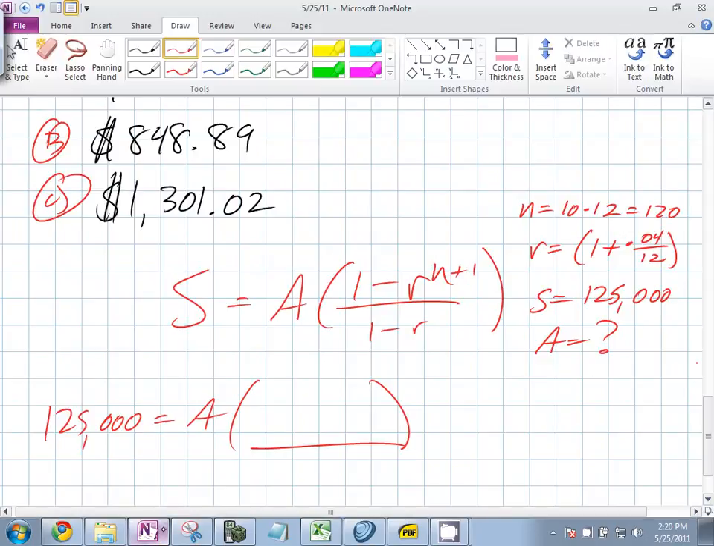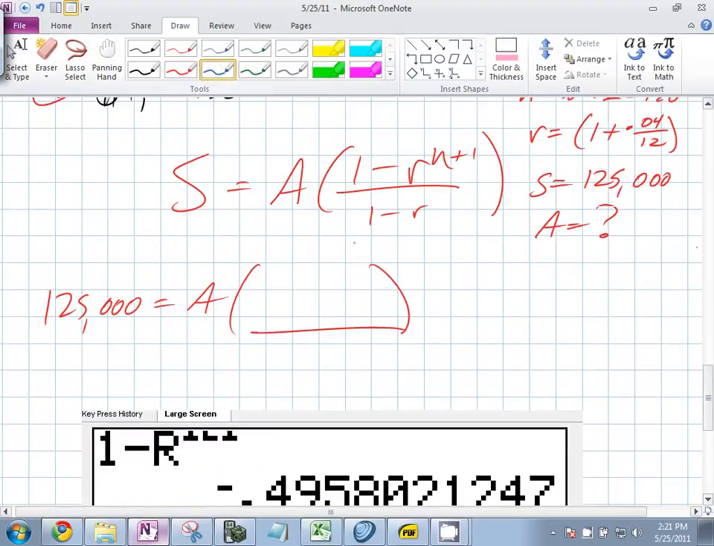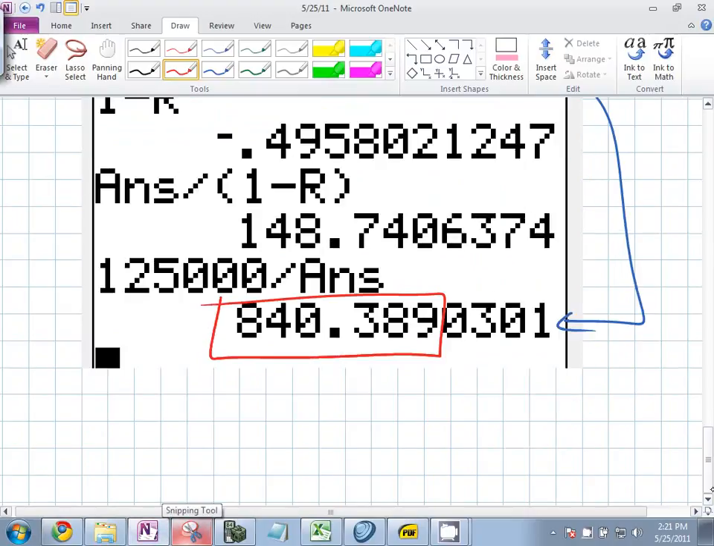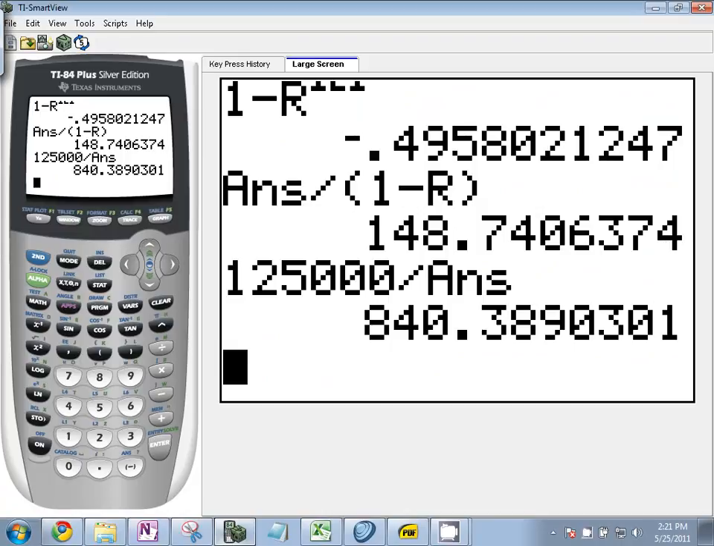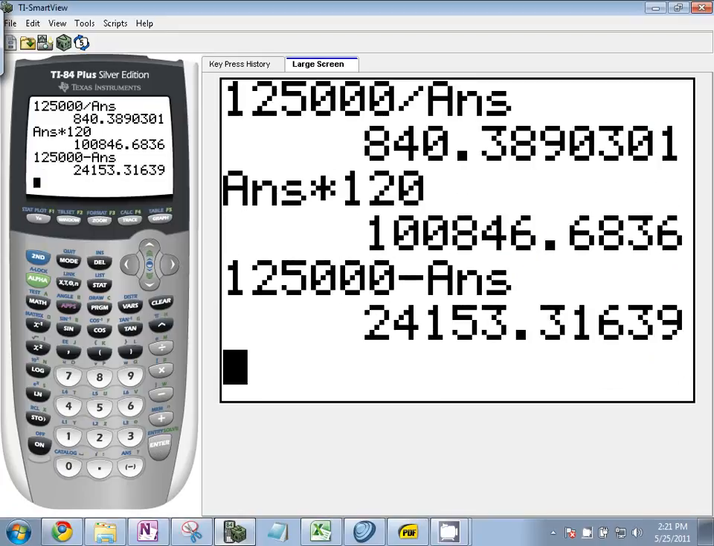So that number next to it, this whole thing turned into about 148 point something. And A turned out to be right there. So then you can answer cool questions like how much interest are you earning over the course of the loan or the course of generating this amount of money? How would you figure out how much interest you're earning? By the number of payments that you make. Exactly, and then you subtract it from 125,000. Very good. So you end up earning $24,153 in interest.